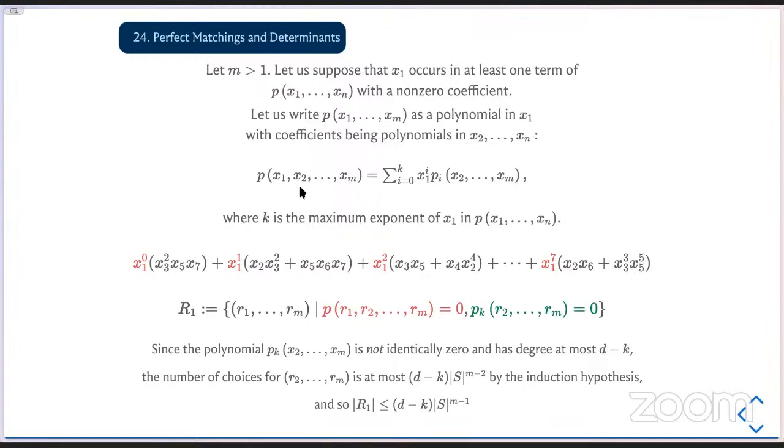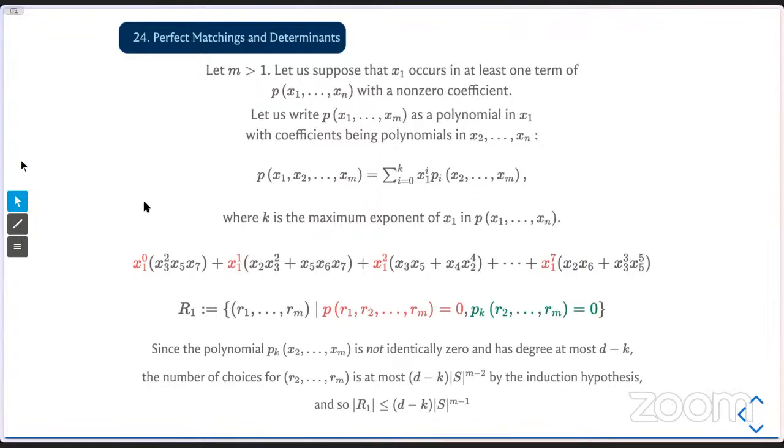Oh, I didn't realize this was such a wall of text. Sorry. Okay, let's work through it. It's really not bad at all. So let's assume that m is greater than 1. We're kickstarting our induction process here. And what we're doing is really isolating our favorite variable, which happens to be x1. And we are thinking of this as a polynomial in x1 and treating everything else as sort of a coefficient.